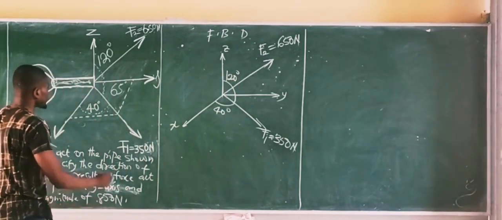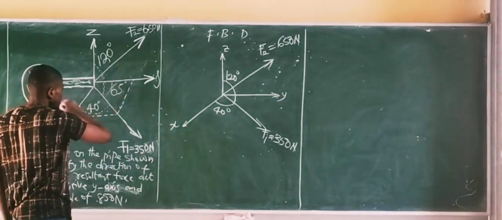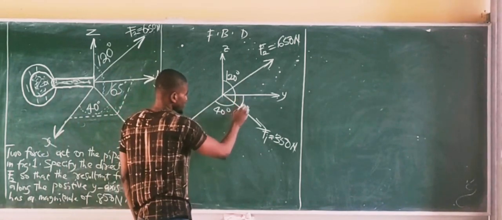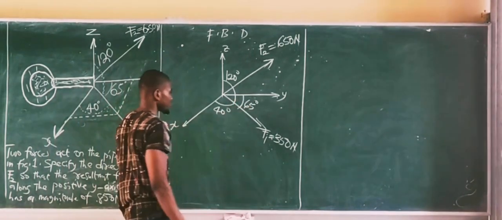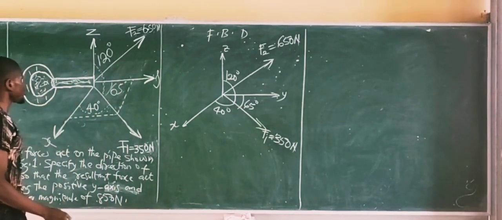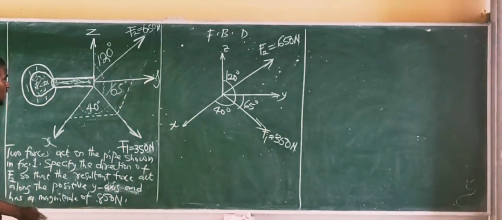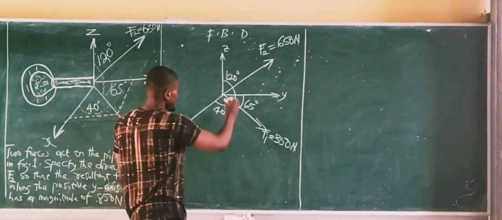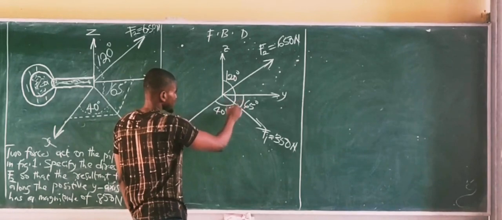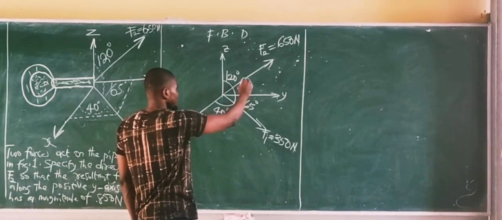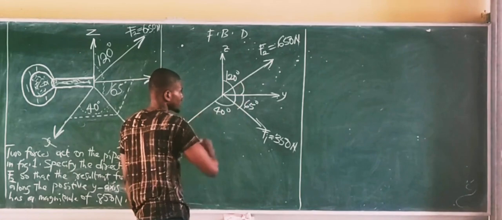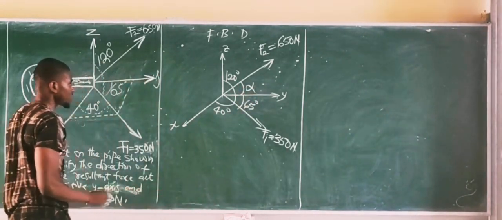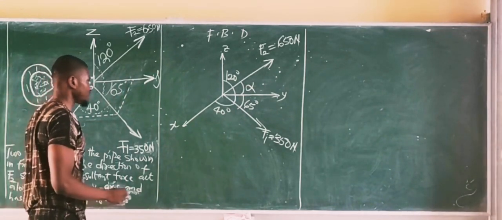And the angle from y to F1 is 65 degrees. So the angle from there to this point is 65 degrees. The question says we should specify the direction of force F2. Direction simply means the angle of force F2. So if from this point to this side is 120 and we don't know this angle, this is the direction of force F2. So let's call this angle alpha, that's the direction of force F2.